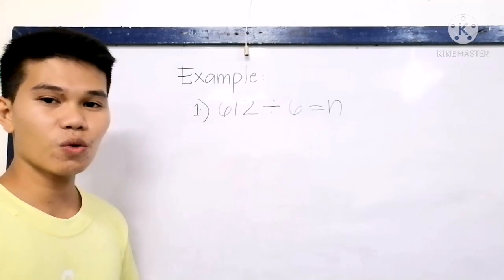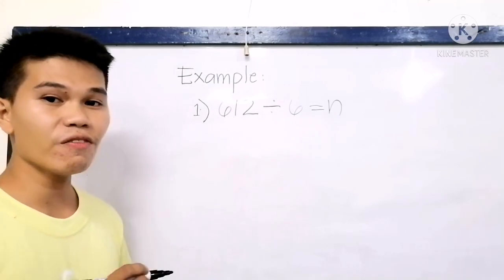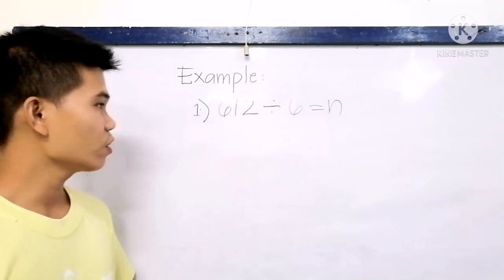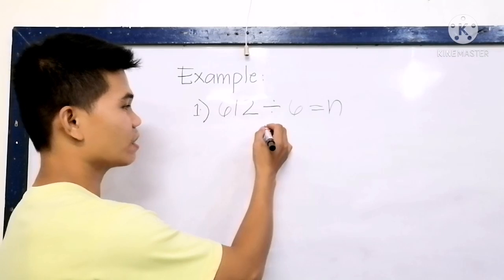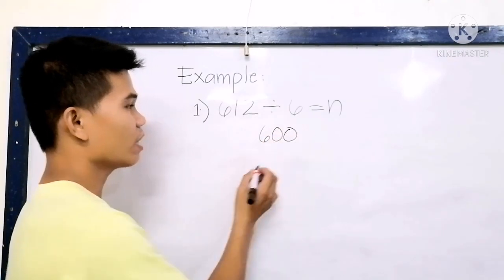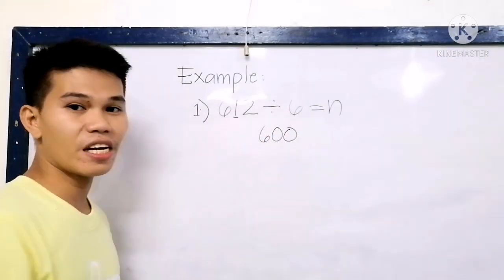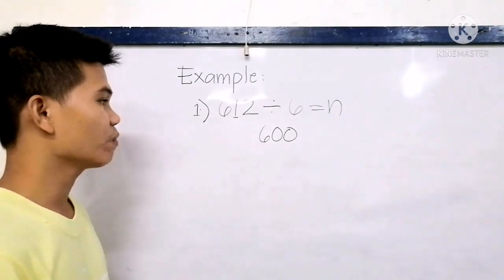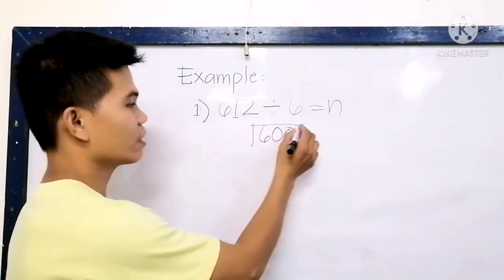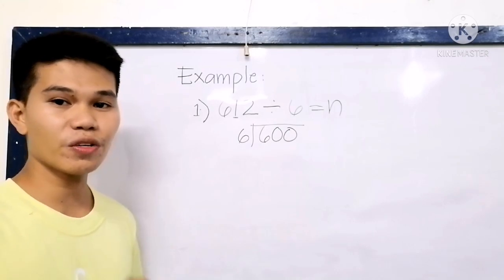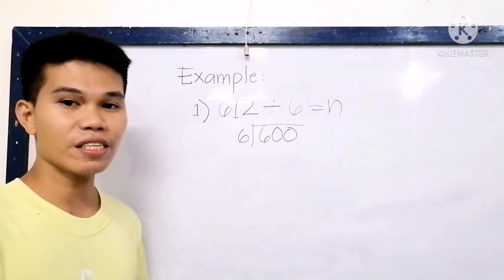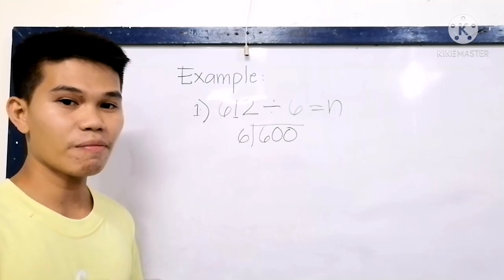So the first thing to do is we are going to round up the dividend to the highest place value. Therefore, 612 will become 600. Just copy 6 and add 2 zeros. Since the second digit here in the dividend is less than 5, then divide 6. And after that, we're going to divide the first digits in the dividends by the divisor.